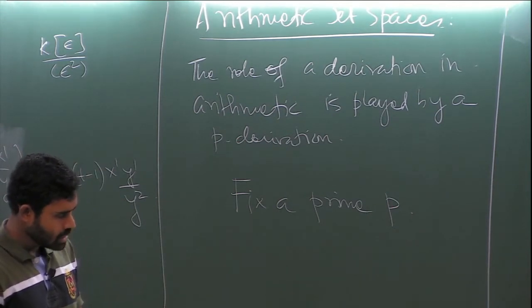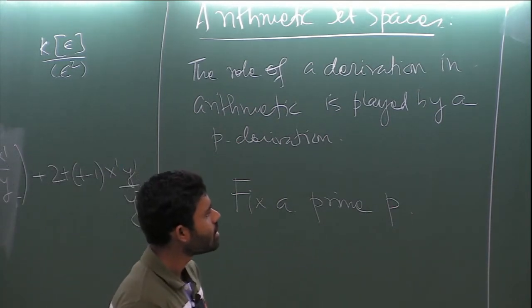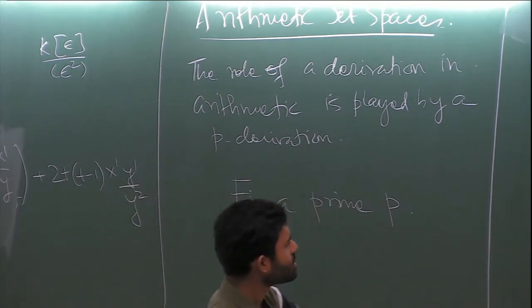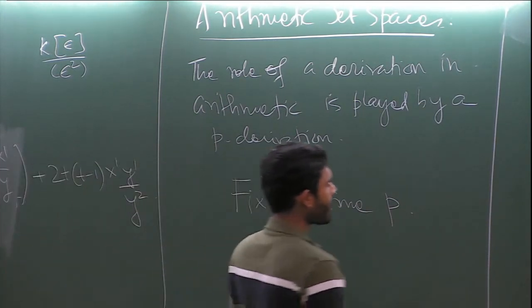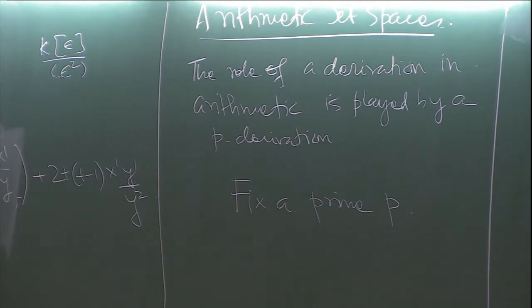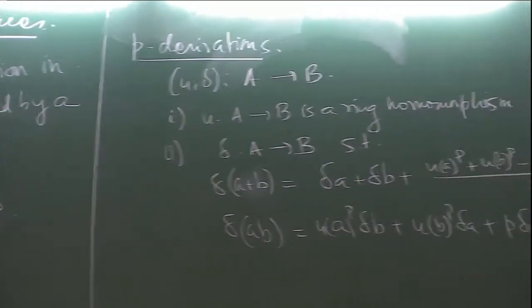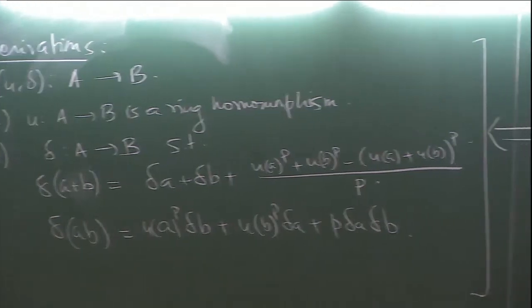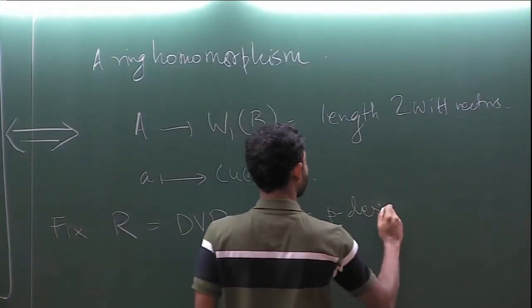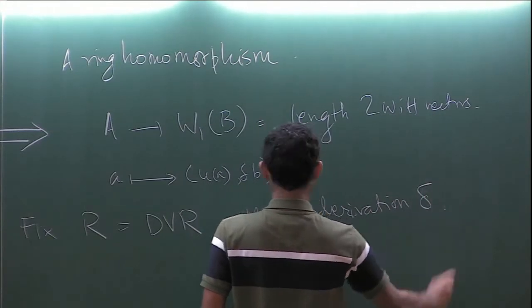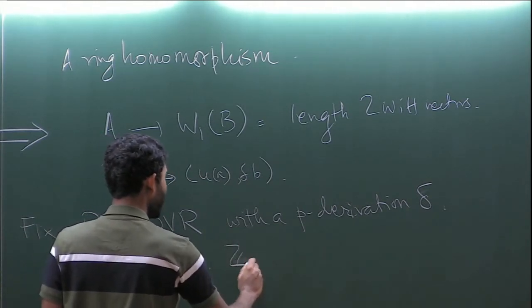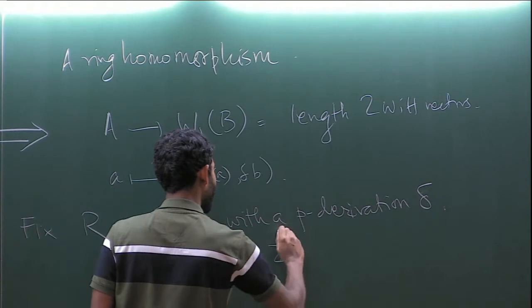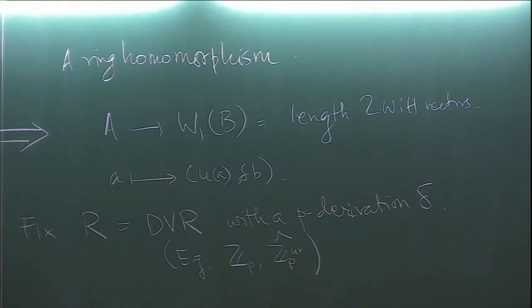Okay, so now I won't recall much about Witt vectors because we have seen that quite a bit. But let's quickly recall. Let's now fix a base. So our R is going to be a DVR with a p-derivation delta. As an example, it could be Z_p, or you take the unramified completion of Z_p. So they have a delta.